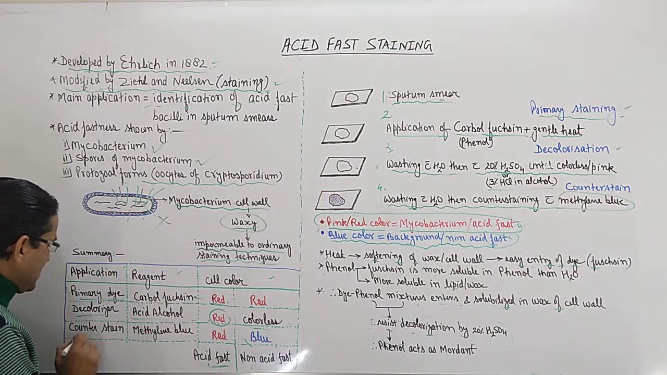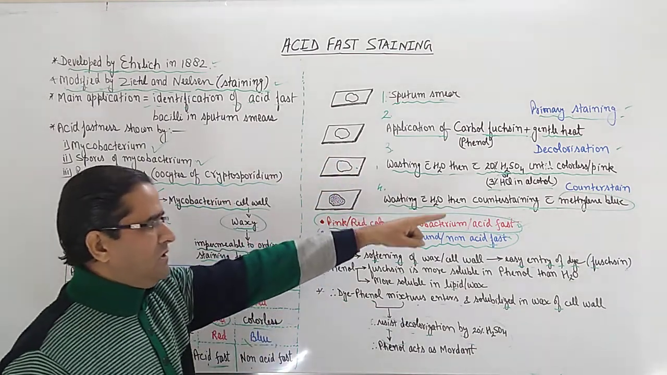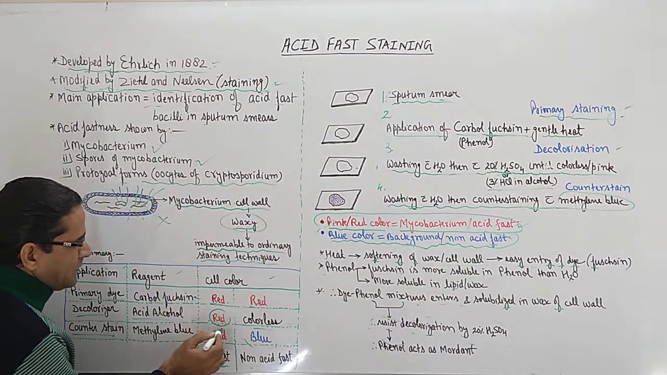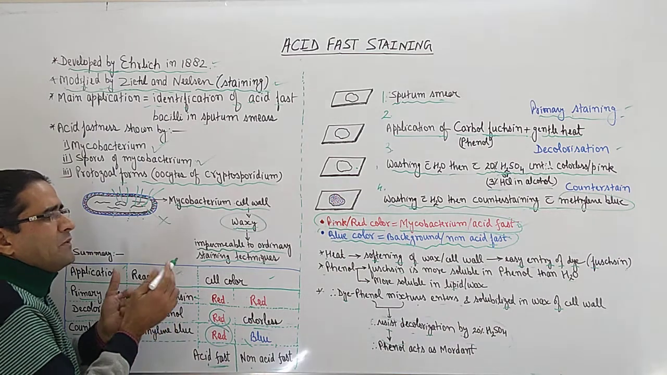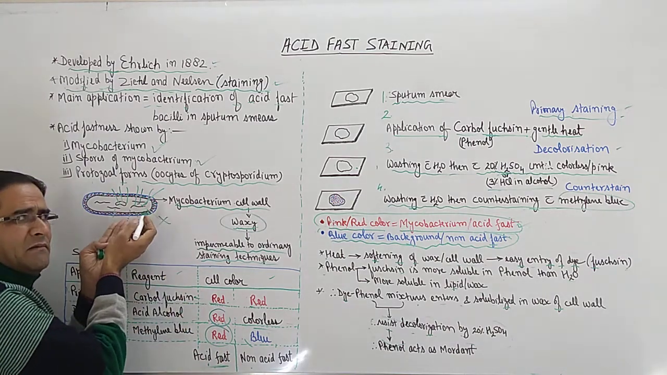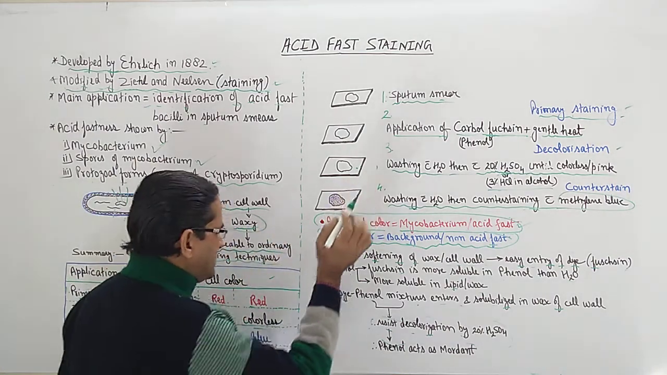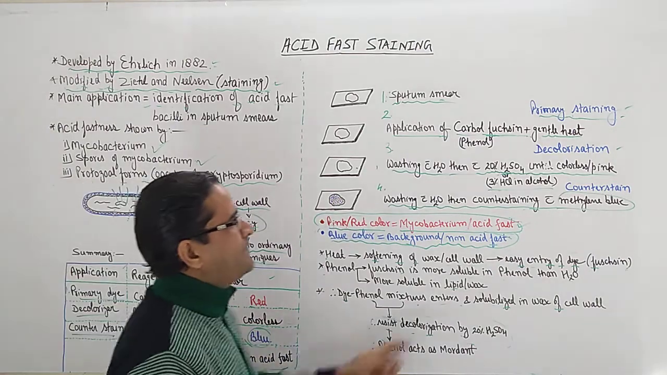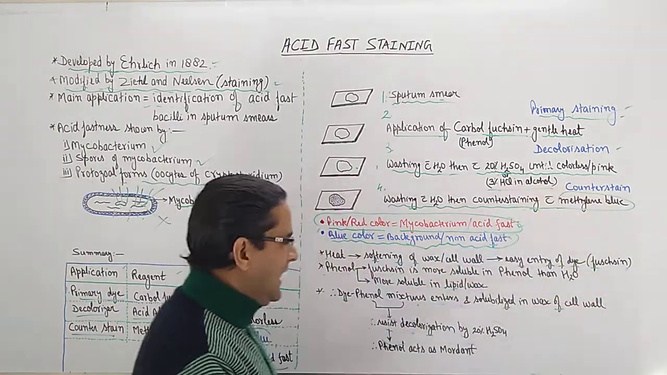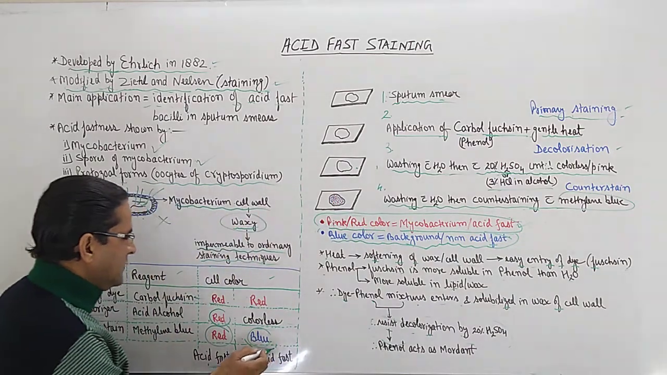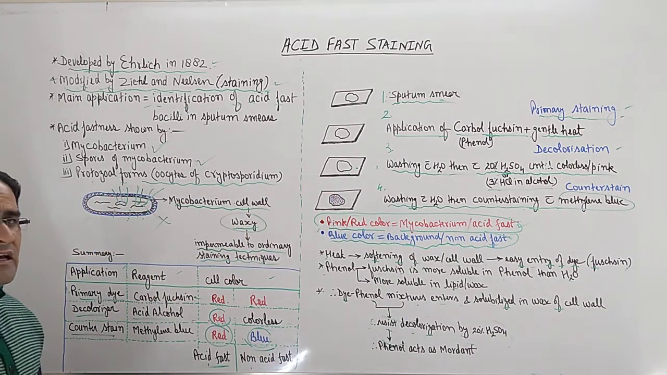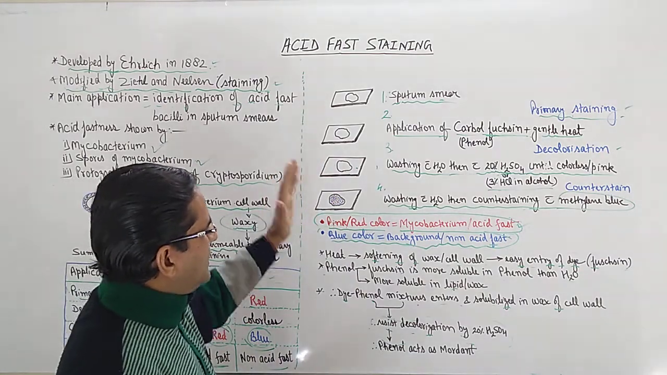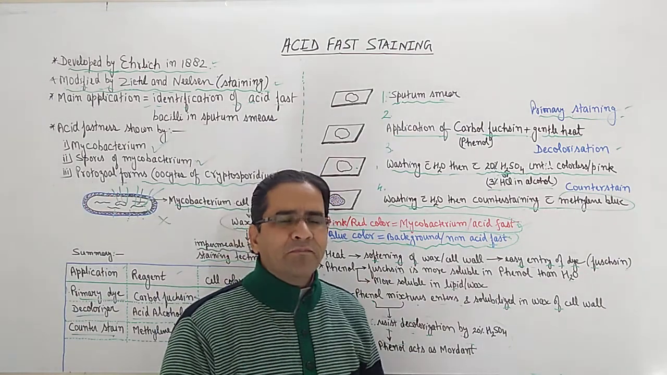Third step, counter staining is done by methylene blue. If it is counter stained, this will appear red. Why will it appear red? Because it will retain the primary dye. It will not be counter stained. While if it is non-acid fast, it will take this color, methylene blue, and it will appear blue in color. So this is the summary, and this is how we conclude or interpret our result.